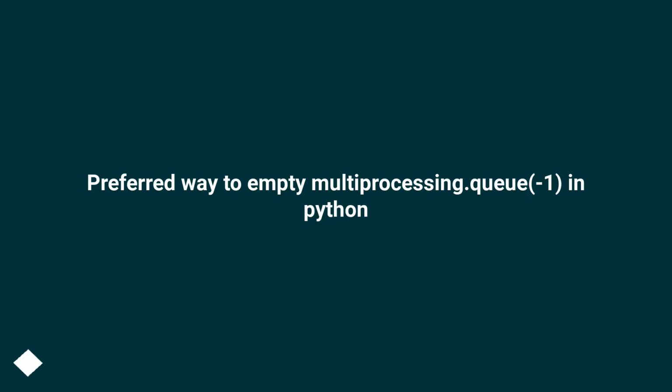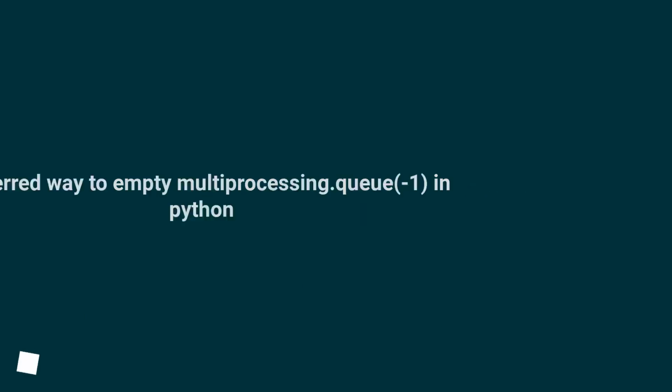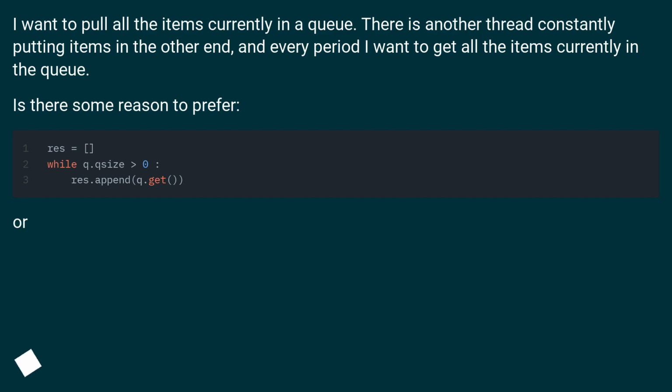Preferred way to empty a multiprocessing.Queue in Python. I want to pull all the items currently in a queue. There is another thread constantly putting items in the other end, and every period I want to get all the items currently in the queue. Is there some reason to prefer one form?